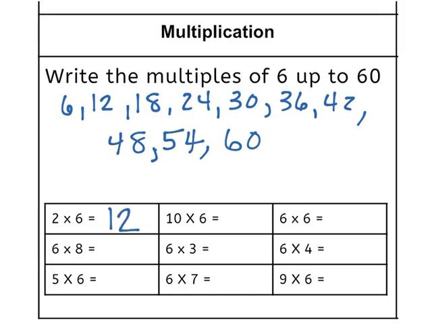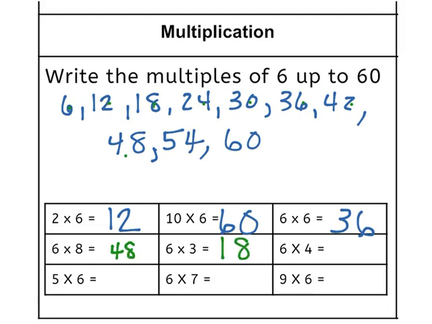2 times 6 is 12. 10 times 6 is 60. 6 times 6, 36. And remember, if you get stuck, count them. All right, 6 times 8. 1, 2, 3, 4, 5, 6, 7, 8. 48. 6 times 3. 1, 2, 3.